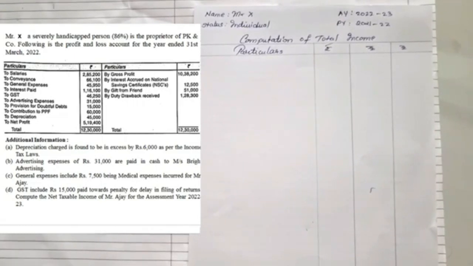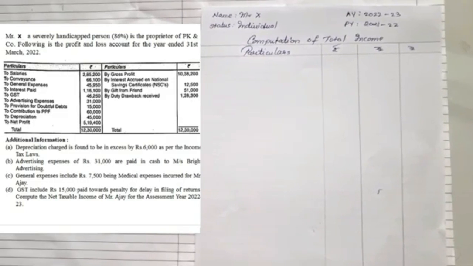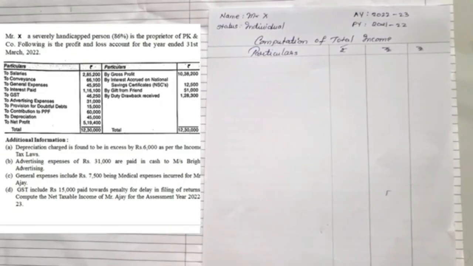Now it is given that Mr. X is a handicapped person with 86% disability, and then they give you the P&L account, and then they are giving you the adjustments. Adjustments are based on depreciation, advertisement, general expense and GST. Okay, so again we have to start first with the income from business and profession.